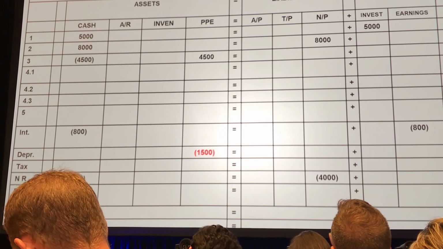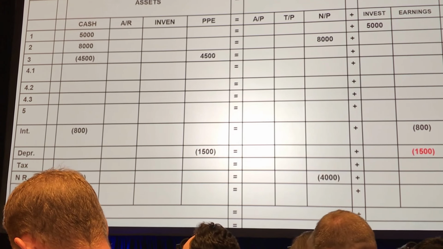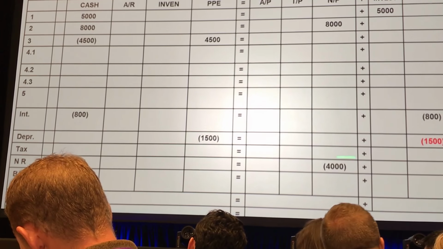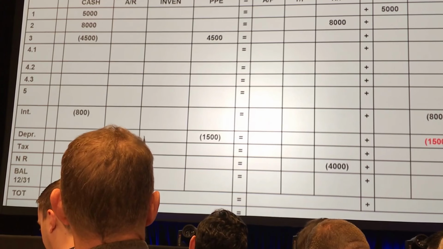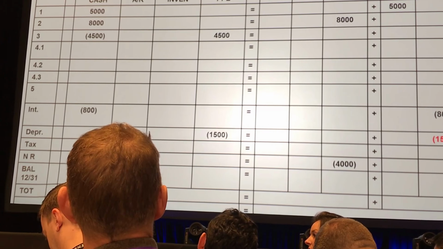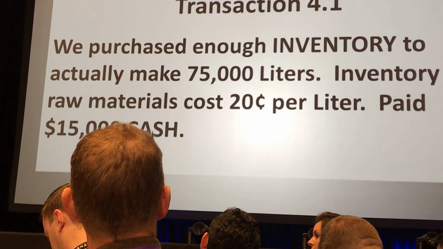Watch up here. There it is. My property, plant, and equipment went down. Earnings went down. I stayed in balance. $1,500.